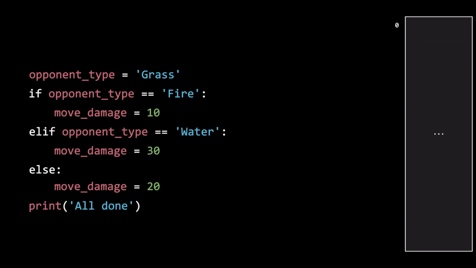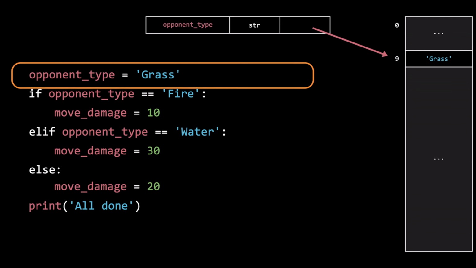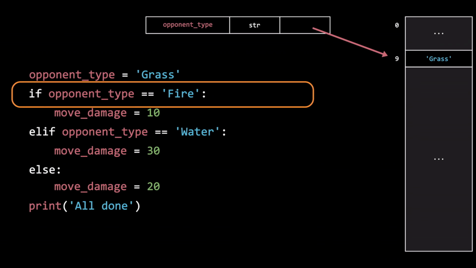Finally, we have the other possibility where neither the if statement nor the elif statement's condition evaluates to true. So in this case, opponent type is grass, and it's not equal to fire or water. So first we declare the variable opponent type, set it to grass. Then we check to see if opponent type is equal to fire, which it's not. That evaluates to false. So we skip over move damage equals 10.